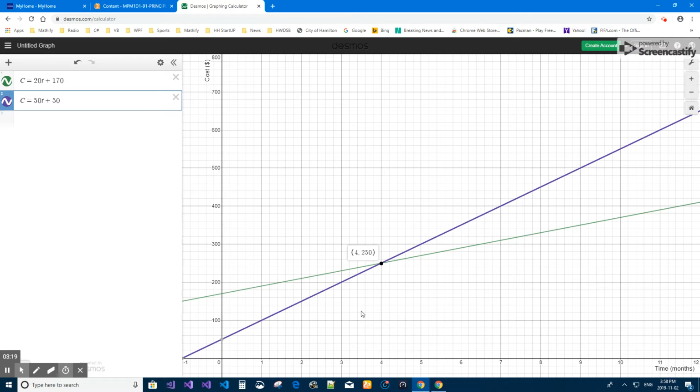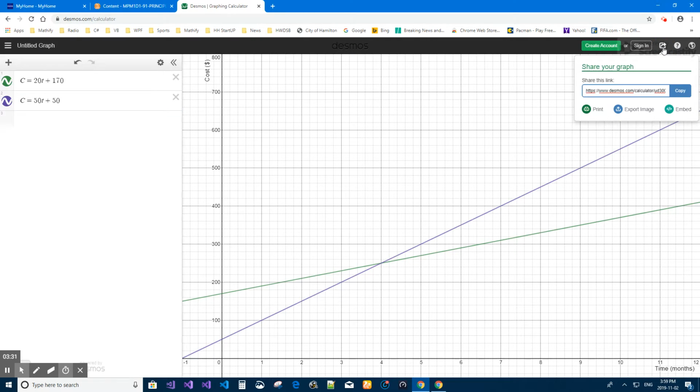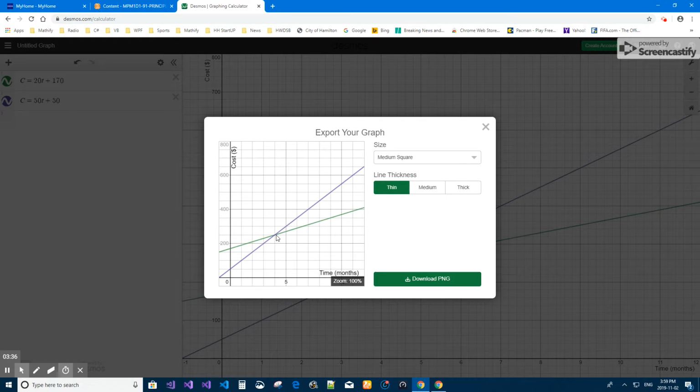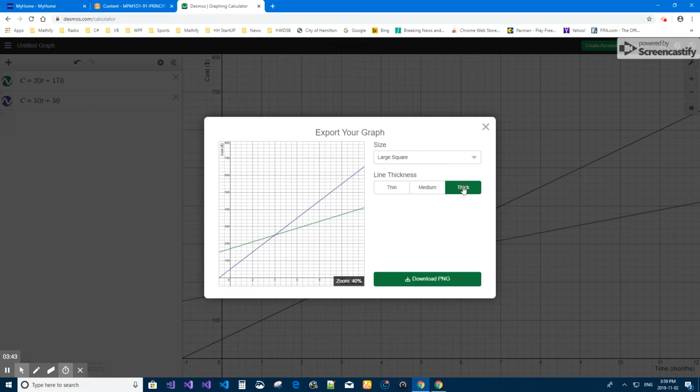Now, if I want to have a picture of this graph, you can either go to share graph and export image. You can take a look at the graph if you want to change the size of the square, if you want to show more of the graph, medium lines, thick lines to make it brighter, and you download the graph and share it or copy and paste it into your work.